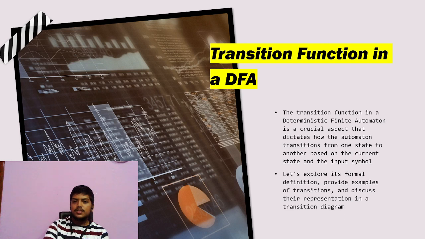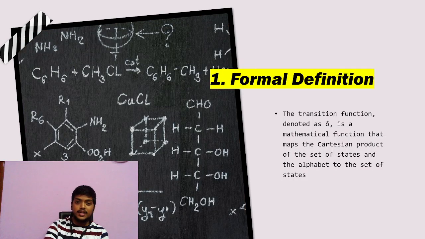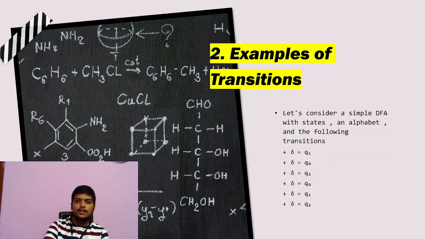The transition function in a deterministic finite automaton is a crucial aspect that determines how the automaton transitions from one state to another based on the current state and input symbol. Let's explore the formal definition, provide examples of transitions, and discuss their representation in a transition diagram. Formal definition: the transition function, denoted as delta, is a mathematical function that maps the Cartesian product of the set of states and the alphabet to the set of states.